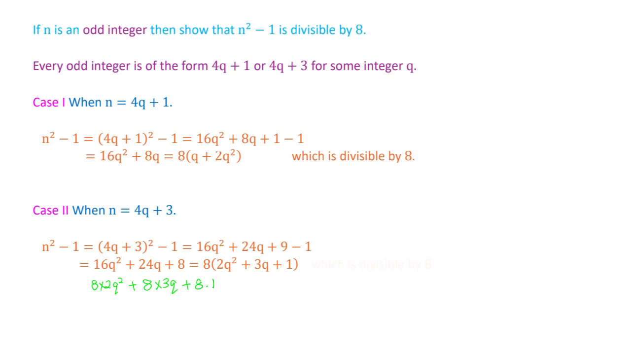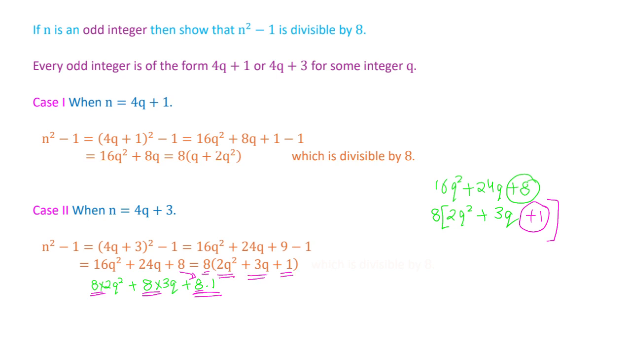Generally, the mistake students commit over here is that they write 16q square plus 24q plus 8, and when they take 8 common from these terms, they write the answer in the form 2q square plus 3q, and they forget to write the term plus 1. If you feel some confusion at this point, you can write this 8 as 8 into 1, so that when you take 8 common from these 3 terms, you get the answer in the form 8 times 2q square plus 3q plus 1, and this 8 is over there. It means that this number n square minus 1 is divisible by 8.